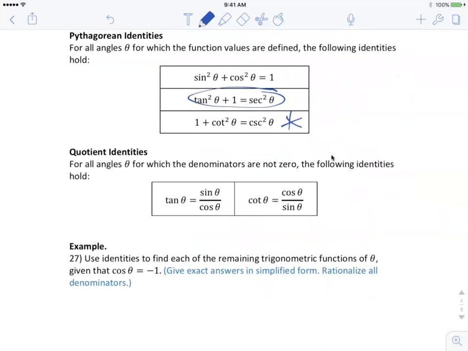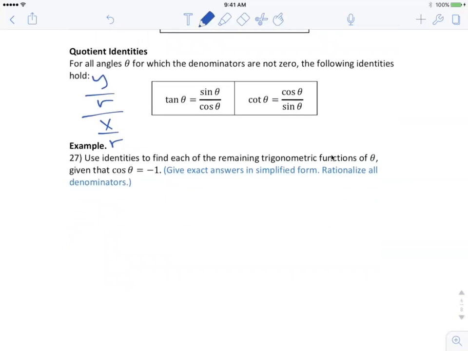Okay. And then we have those quotient identities. Tangent is sine over cosine, which makes sense because sine is y over r and cosine is x over r. And if you do some algebra there, the r's are going to cancel and you end up with just y over x. Okay, so that's really the reason for that one. Cotangent is the reciprocal of tangent, so just flip it over, cosine over sine. Okay, so these identities will be useful in problems like the last two that we did. We could have used identities as opposed to drawing out the triangles. Or we can do a new one like this number 27.